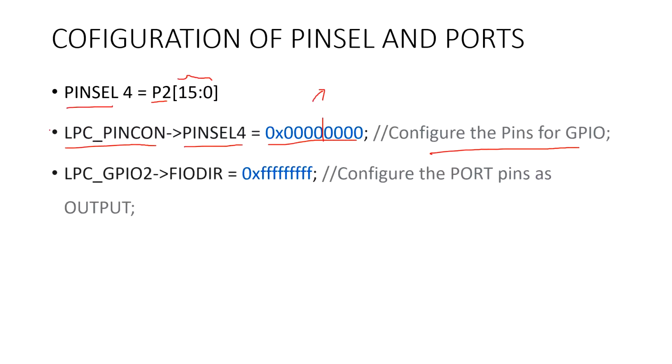Now when I set the functionality, the other thing is that I should set the direction. For that I should use a command called FIO_dir, because I am using the second port. So if I use lpc_GPIO2, then I could configure the port pin to active high. If I set it for active high, then all the pins of port 2 will be used. Right? So this is how we can configure the Pincel and the ports.